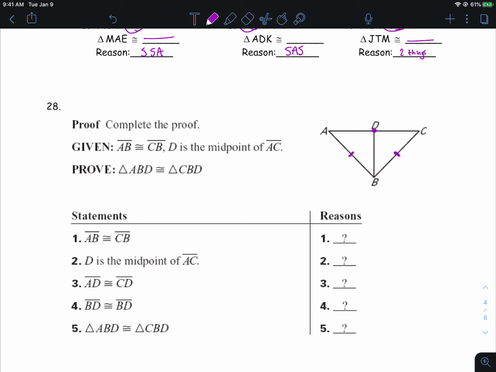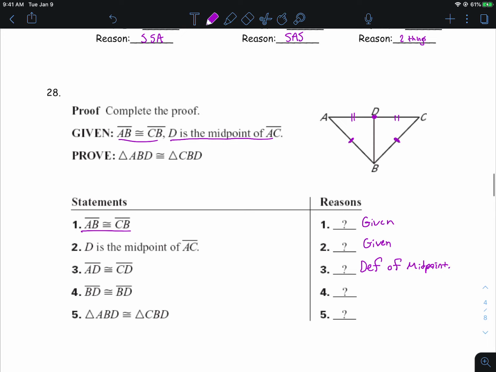Okay, so very first reason right there. Most of the times it's the given step right there. But AB is congruent to CB. That was given to us. The second given thing to us here was D was the midpoint of AC, so I'm going to go ahead and put given for that as well. Now, if D is the midpoint, that means that AD, that piece, equals the piece DC, which is step 3. That's going to be definition of midpoint. And that's because we use the word midpoint, that means we're cutting it in half right there.